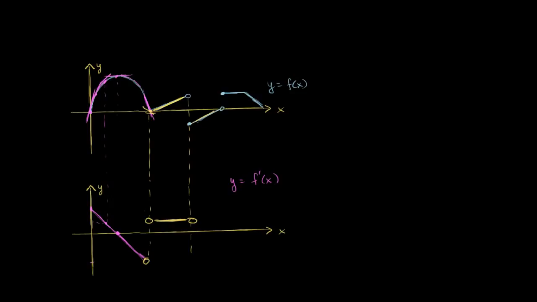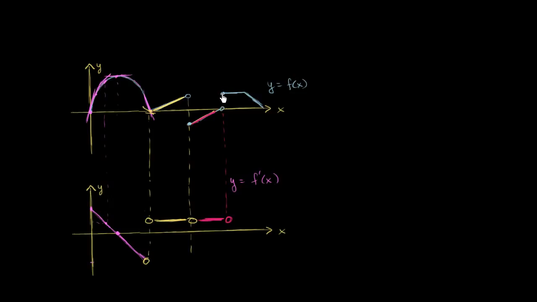Let me do that in a different color. The slope of this line looks identical. So we're going to continue at that same slope. It was undefined at that point, but we're going to continue at that same slope. And once again, it's undefined here at this point of discontinuity. So the slope will look something like that. And then we go up here.